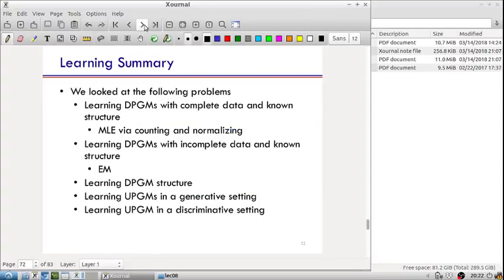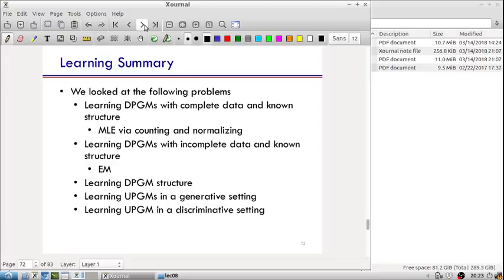Okay, so in summary, we looked at the following problems. MLE, which is counting and normalizing for directed graphs, is kind of easy. If you did not know it was a directed graph, you just explicitly do maximum likelihood estimation. You explicitly have a parametric form for your joint distribution and maximize over the parameters. And how do you do that? You can do it by gradient descent. You find the gradient of the likelihood with respect to your parameter, and update your parameter by adding to the previous parameter a scaled version of the gradient.